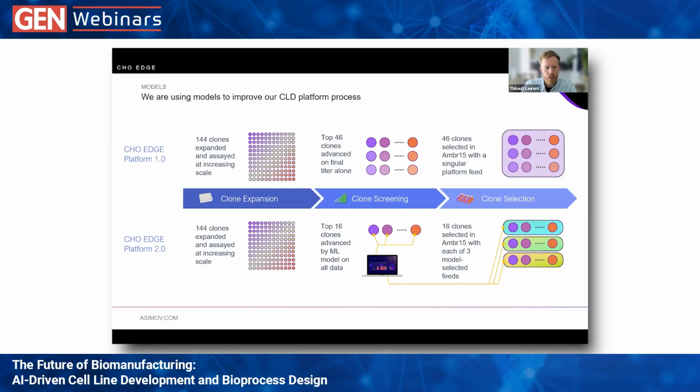The machine learning model is using this small scale data set in a much more intelligent way. And the idea here is not to obtain a ranking of the clones, but to ensure that the top 16 clones that are advanced are part of the top clones that should be advanced if we had the 46 clones.